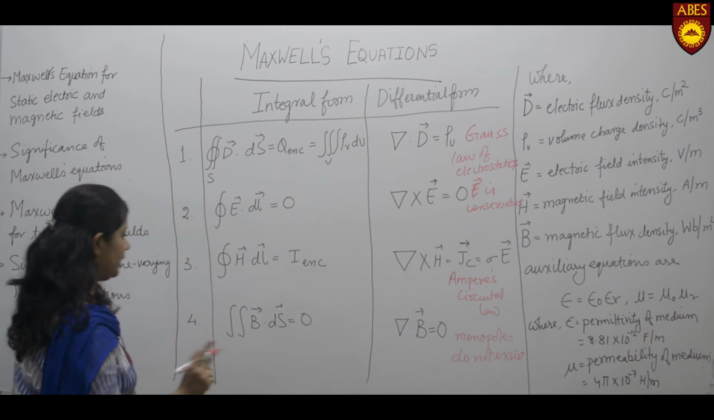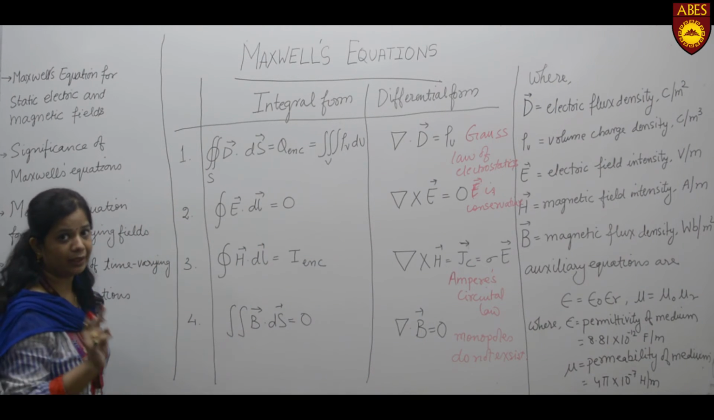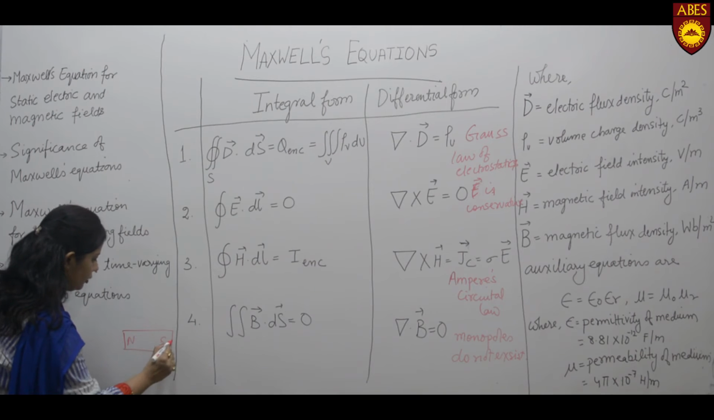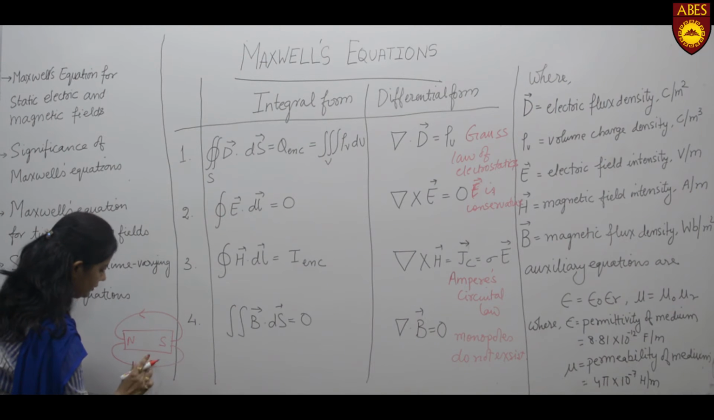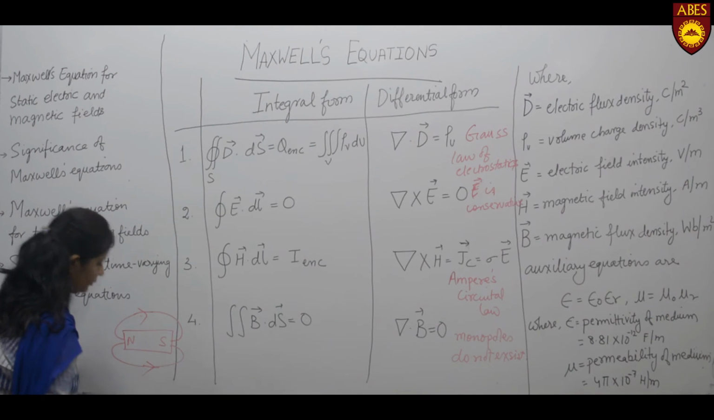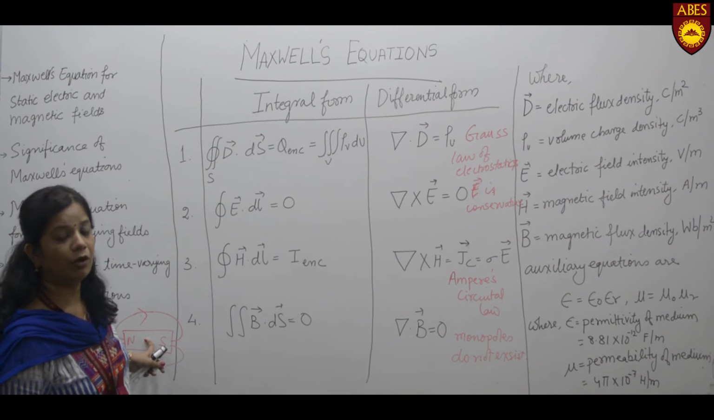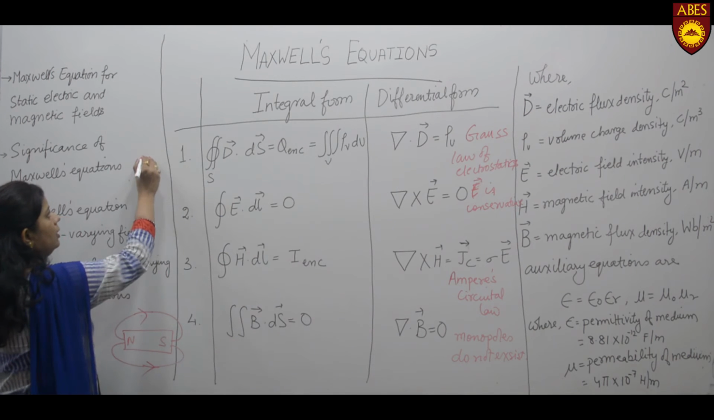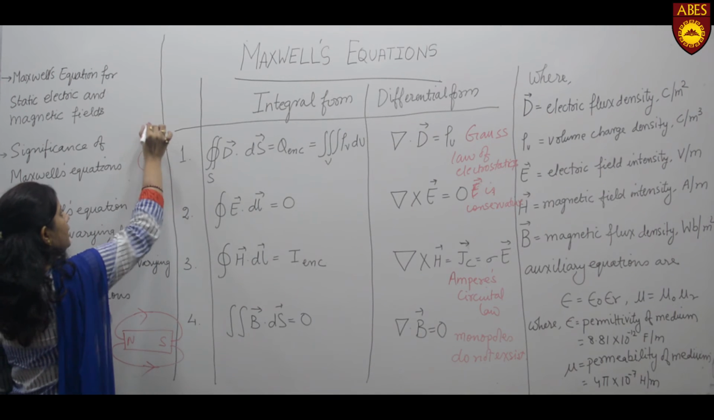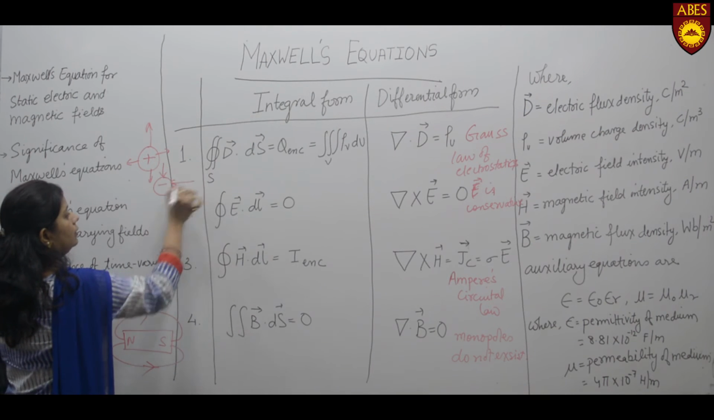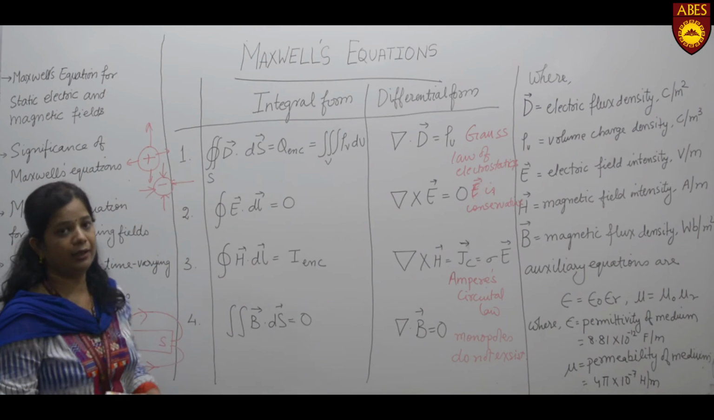In simple words, we can say that magnetic flux lines are continuous. Suppose this is a magnet with north pole and south pole, magnetic flux lines will be circular and continuous from north pole to south pole. There is neither a sink nor a source for magnetic flux. Electric flux, on the other hand, the source for electric flux is positive charge, and the sink for electric flux is negative charge.